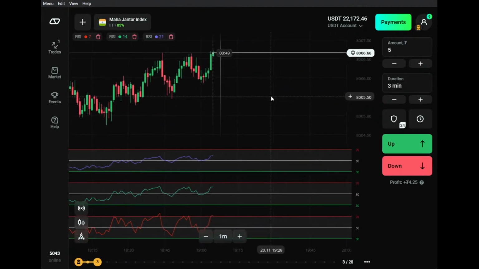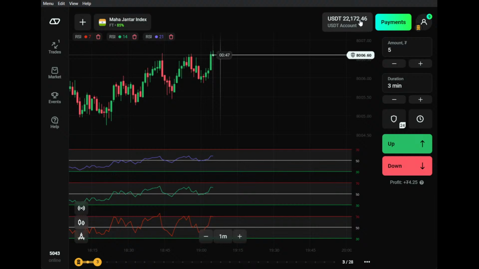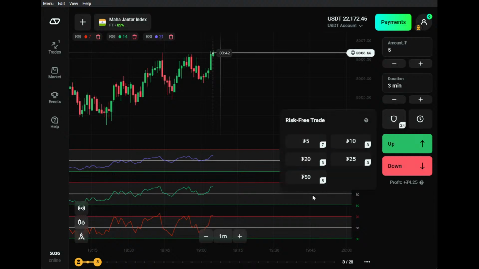Now one thing, did you guys notice? I'm not sure if you did. I have a good amount in my account. But does that mean I'm going to make huge trades? I also have a $50 risk. I mean, I have eight $50 risk-free trades.